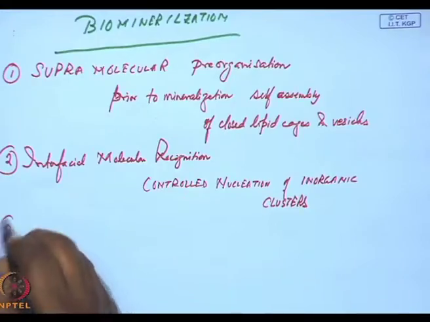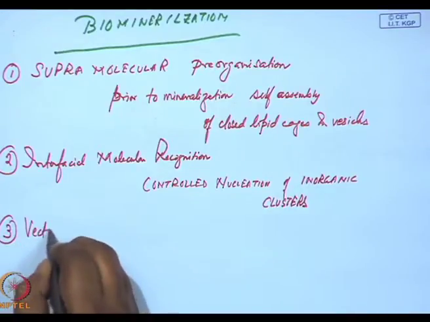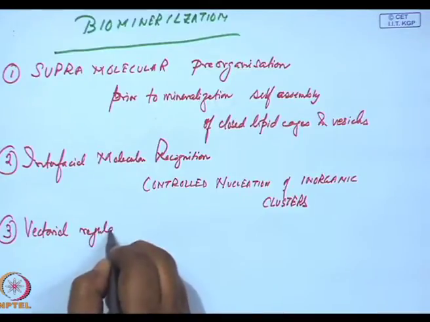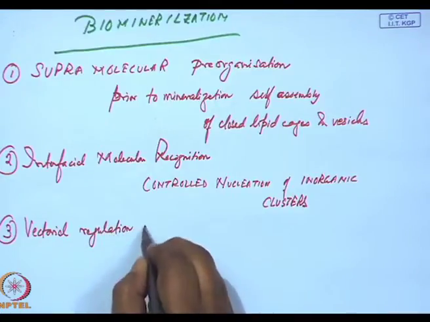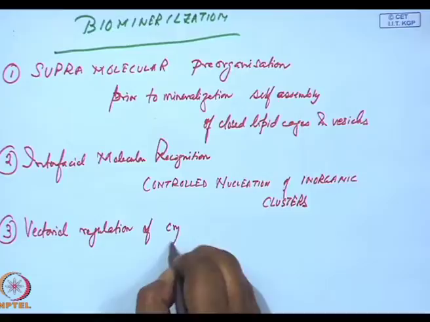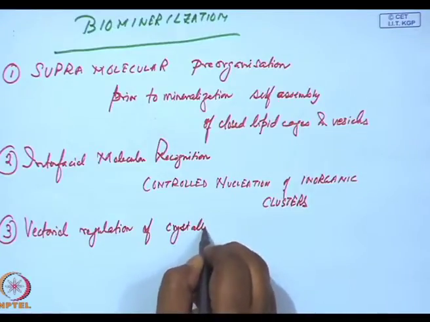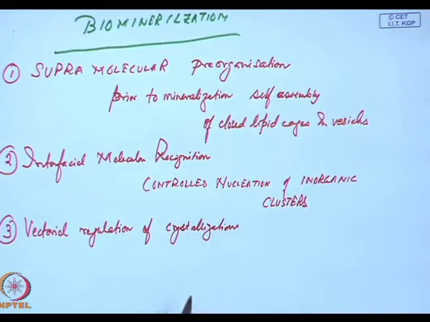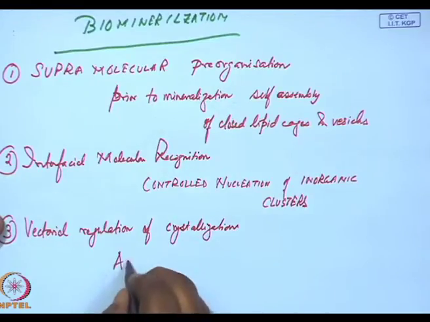The third is vectorial regulation of crystallization. This is assembly of the mineral phase through crystal growth.